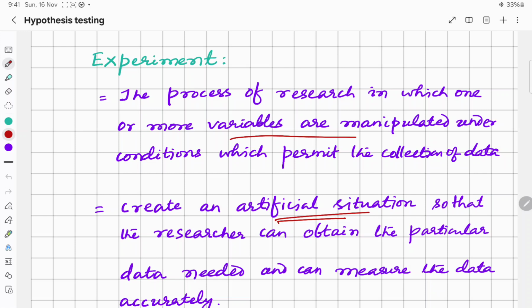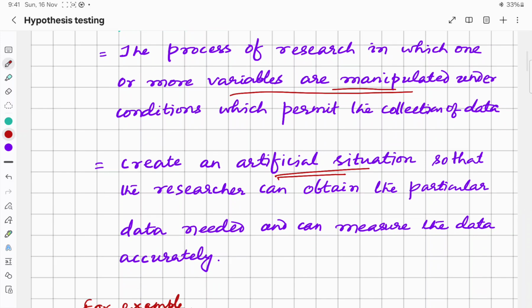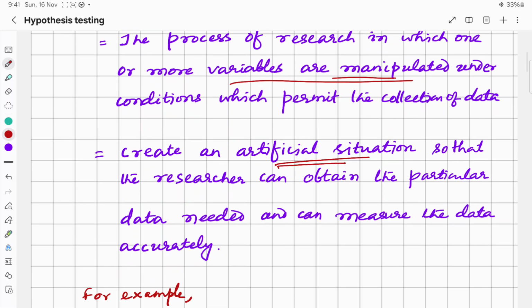So, we manipulate one or more variables so that the researcher can obtain particular data what he or she needs. In other words, we can define it as a process which creates an artificial situation to obtain particular data needed and to measure the data accurately.